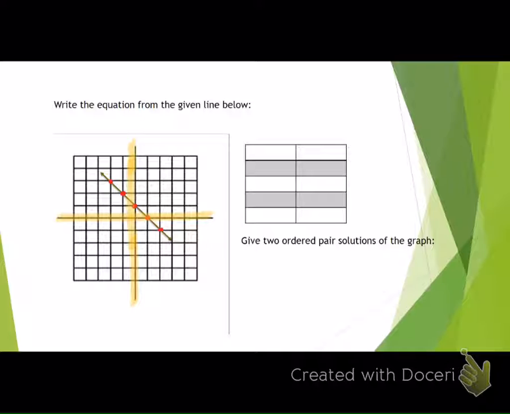So I'm going to take some points off of this. So that's negative 2, 3. Negative 1, 2. 0, 1. 1, 0. So I just took points off that line. Do you guys see that? It says write an equation of it. So y equals mx plus b.